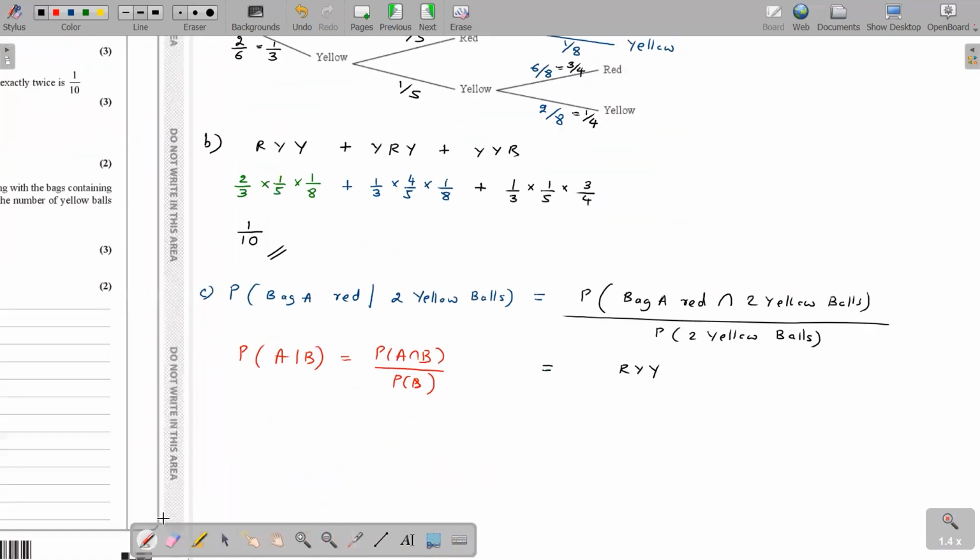And then I already have the probability of 2 yellow balls, which we found in part B. The red, yellow, yellow probability is written here: 2 over 3 into 1 over 5 into 1 over 8, divided by the probability of 2 yellow balls, which is 1 over 10, as we found in the earlier part. Simplify this and give me the answer. What do we get?